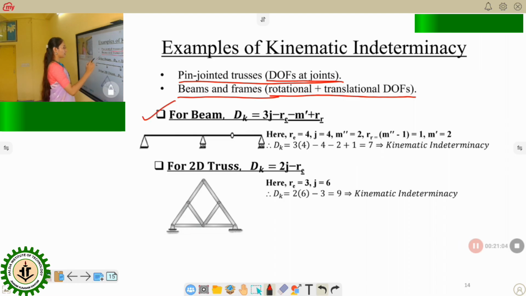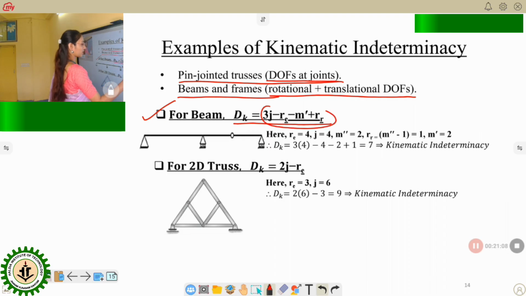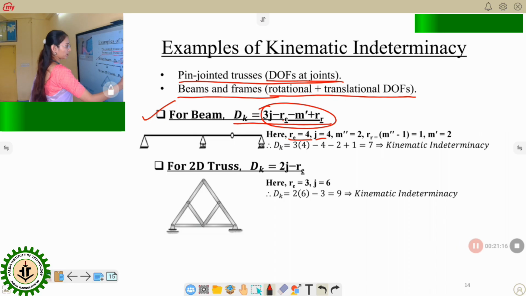Like example, for a beam, the formula is kinematic indeterminacy 3j minus re minus m dash plus rr, where re is the external reactions, j is the joints 1, 2, 3, and here is an internal hinge, that is the fourth joint. Therefore 1, 2, 3, 4, j is 4.